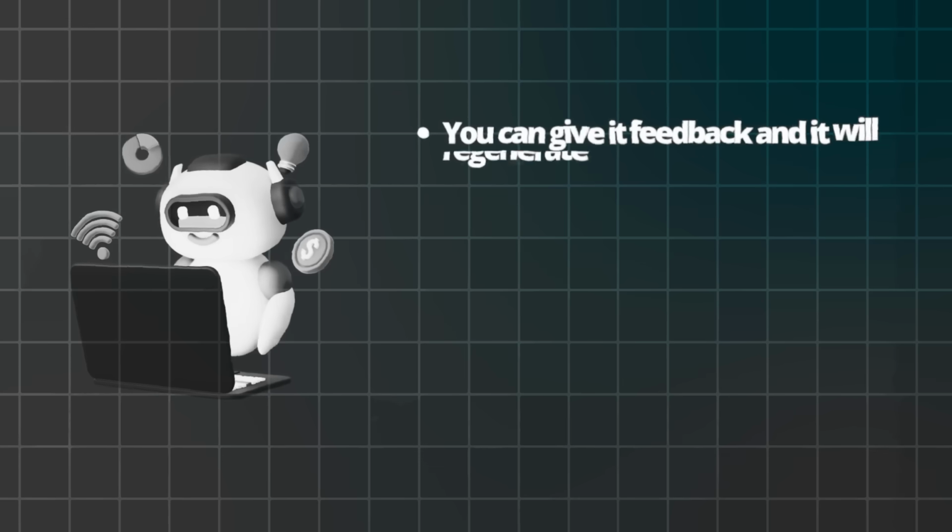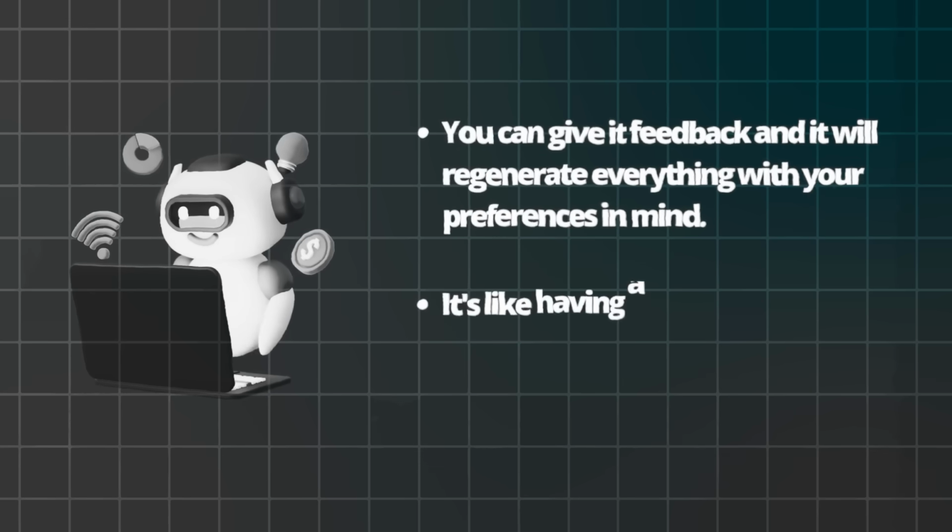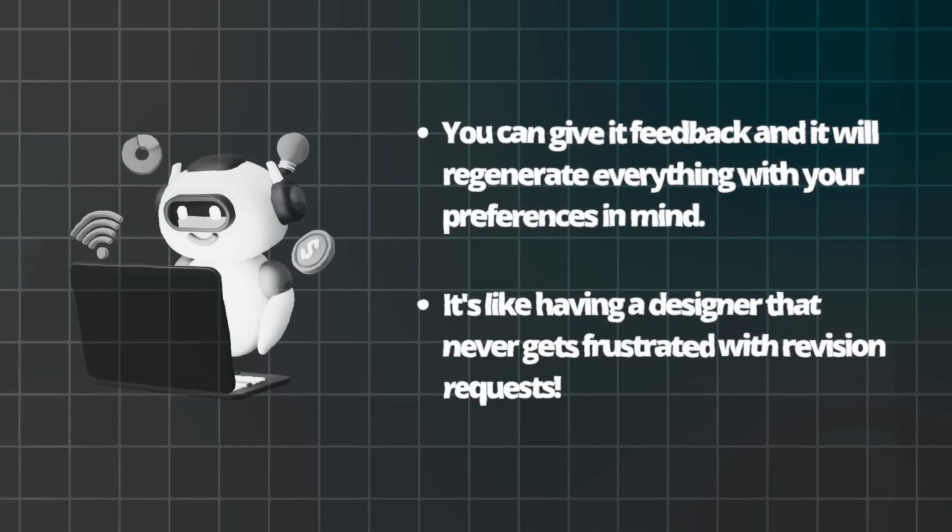I know some of you might be thinking, but what if the AI creates something I don't like? Or what if I need changes after the AI generates everything? Girl, I had the exact same concerns. Here's the beautiful thing. Venngage's AI generator is completely iterative. If you don't love what it creates the first time, you can give it feedback and it will regenerate everything with your preferences in mind. It's like having a designer that never gets frustrated with revision requests.